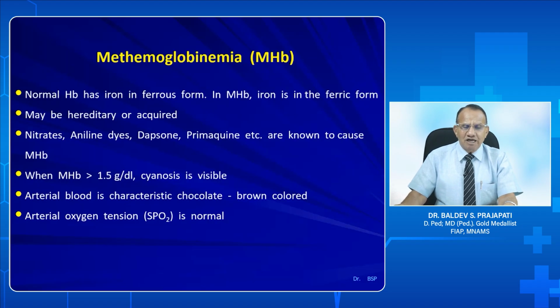Friends, please keep in mind a word on methemoglobinemia. Normal hemoglobin has iron in the ferrous form, while in methemoglobinemia iron is in the ferric form. Methemoglobinemia may be of the hereditary congenital variety or acquired, and usually nitrates, aniline dyes, dapsone, and primaquine are the known factors causing it. When the methemoglobin is more than 1.5 gram per deciliter, cyanosis becomes visible. Arterial blood on puncture is characteristically chocolate or brown in color, a very important point for the clinician. But if you measure the SpO2, it is normal.